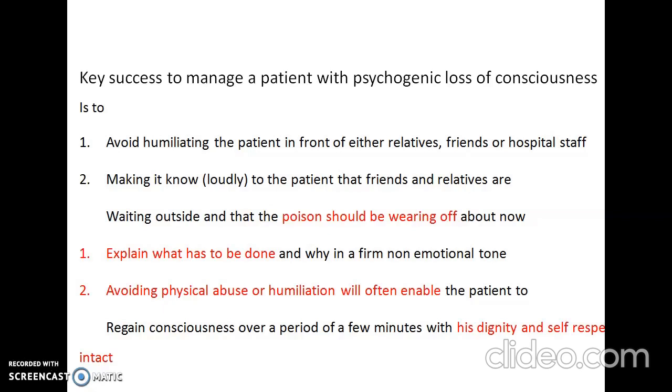We should convince the patient in this way: even though we know the patient is acting, in order to maintain his dignity, this sentence should be used. Then we should keep explaining what has to be done and why, in a non-emotional tone. We should avoid physical abuse or humiliation. It will often enable the patient to regain consciousness over a period of a few minutes with dignity and self-respect intact. These are the key success points to be followed by healthcare professionals.